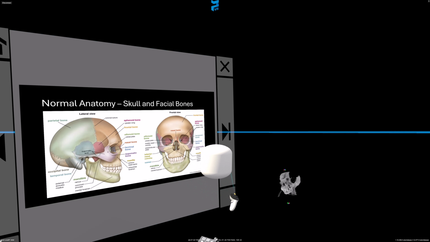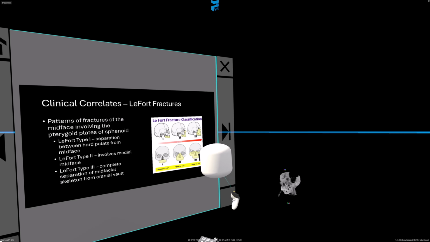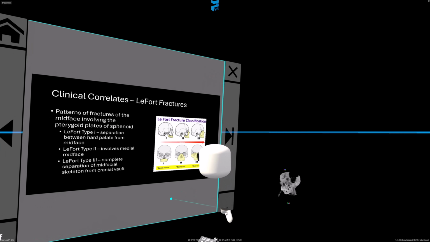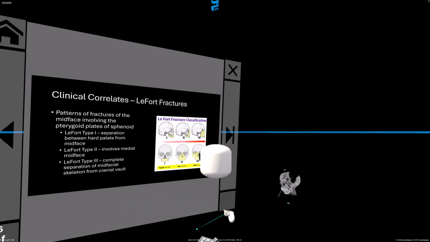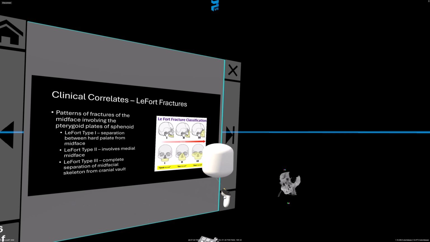Now, moving into some nomenclature and clinical correlates, I wanted to discuss Lefort fractures. So Lefort fractures are a radiographic pattern of fracture of the midface that involve the pterygoid plates of the sphenoid bone. So right there, if you can kind of see that. There are 3 different classifications, increasing in severity. The first one is Lefort type 1.